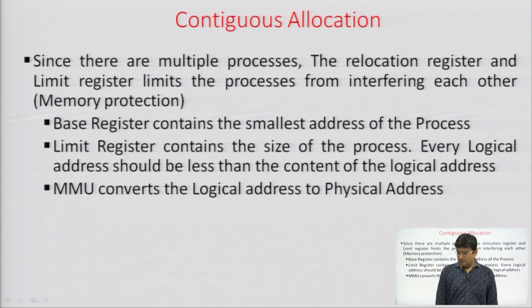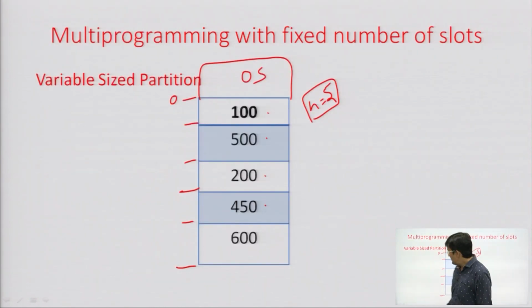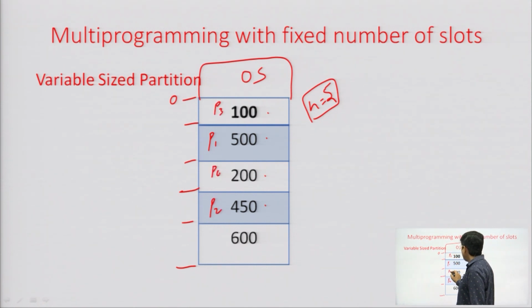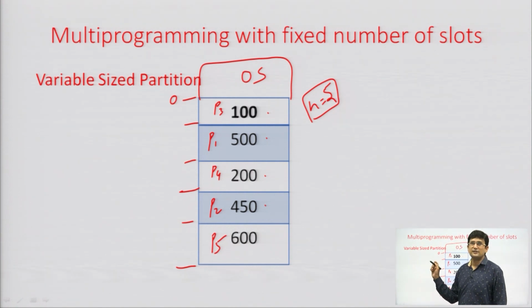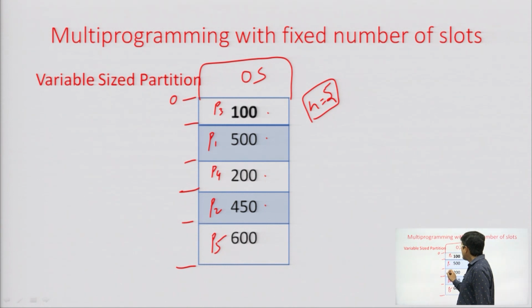Now, when we are having the contiguous memory allocations, let us say we are accommodating a process P1 here, P2 here, P3 here, P4 here, and let us say P5 is accommodated here. You will always like that any instruction or reference of P1 should not affect P4 and P3. So, we should define the process boundaries.